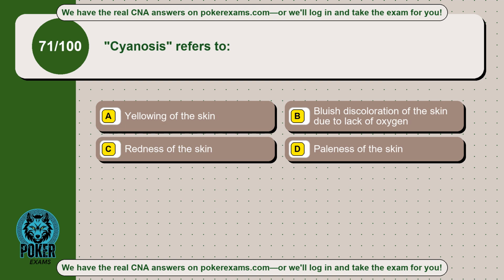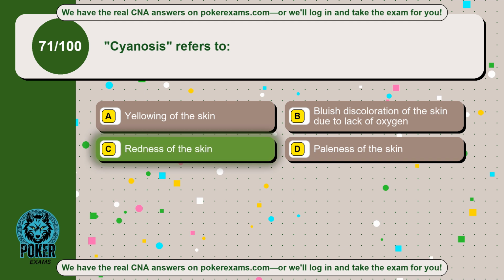Question 71. Cyanosis refers to: Option A, yellowing of the skin. Option B, bluish discoloration of the skin due to lack of oxygen. Option C, redness of the skin. Option D, paleness of the skin.